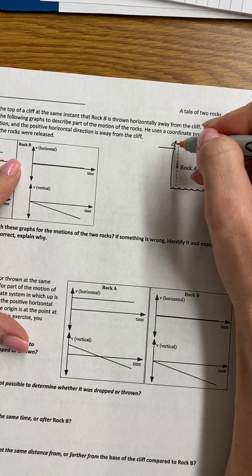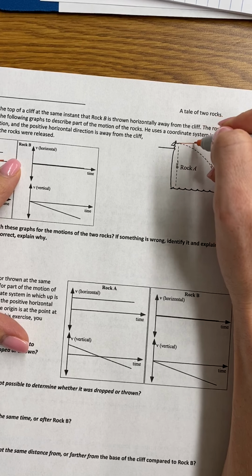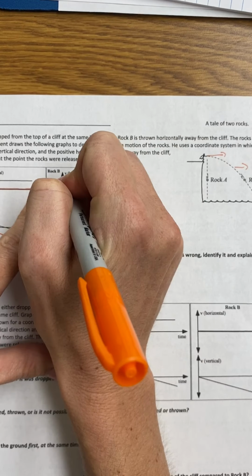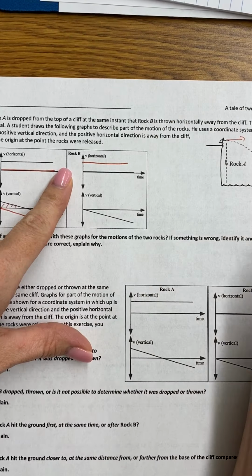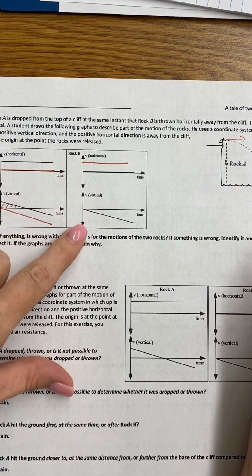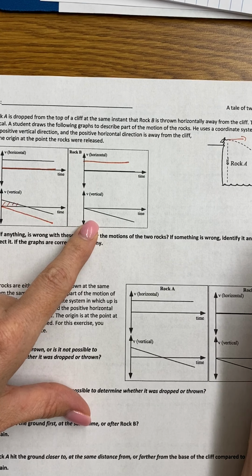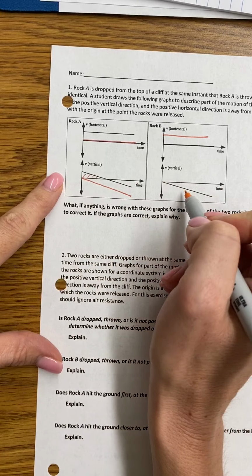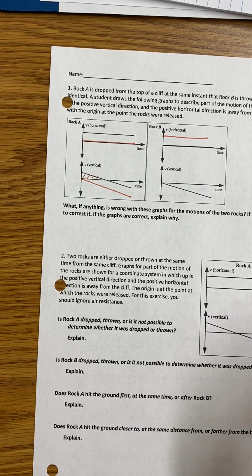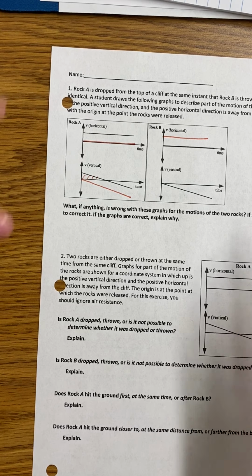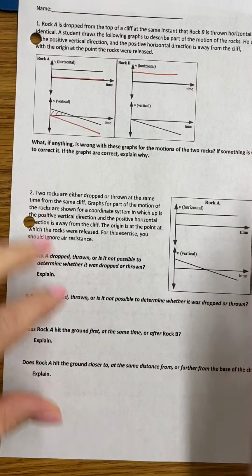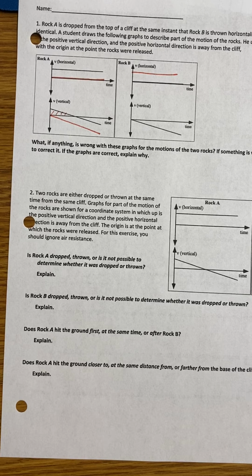For rock B, it is being thrown. There is some horizontal motion here, so your velocity time graph should look like this, and this velocity time graph is correct. They both went the same velocity in the vertical direction, right? They're both starting from a zero velocity in the vertical direction.